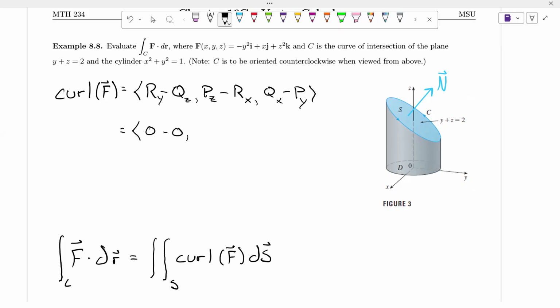P partial z, so that's negative y squared partial z is 0, minus r partial x, which is z squared partial x, also 0. Nothing too exciting going on there. Then q partial x is 1, minus p partial y, negative y squared partial y is going to be plus 2y. Right? Double negative is going to make that thing positive.